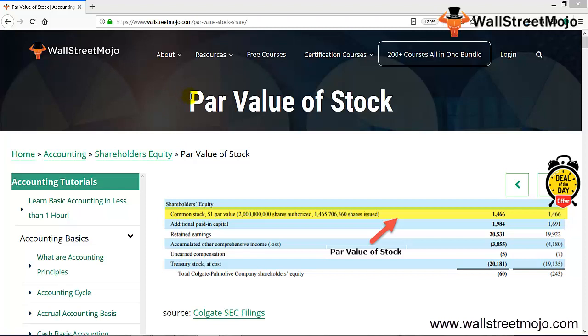Friends, today we're going to learn a concept which is par value of the stock, a sub-part of the balance sheet. As you can see over here in the extract that has been taken, the common stock $1 par value for this number of shares. This was the authorized, that is the number of shares that they can legally issue, and the shares issued which have actually been issued. This is what we are looking for. Let's understand this in a detailed format.